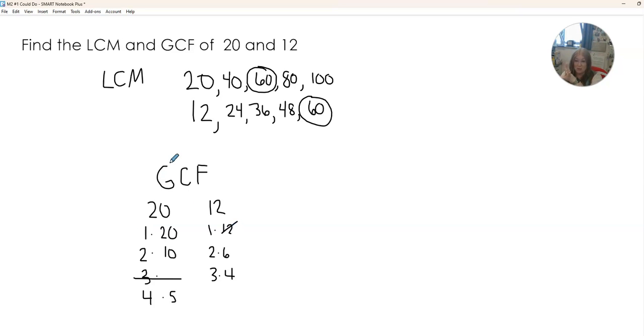Let's find the biggest one, the greatest one. So do they both have 6? No. Do they both have 4? Yes, they both have 4 as their greatest common factor.